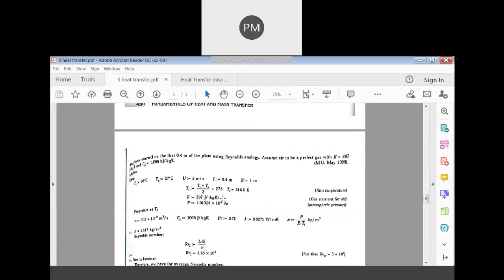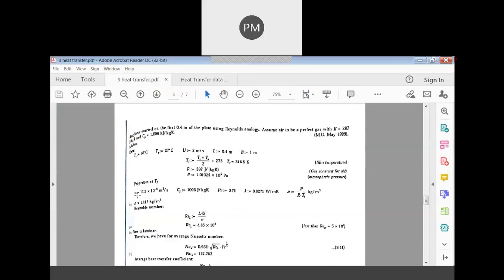See the properties they have mentioned here. Okay, the kinematic viscosity, Cp, Prandtl number, thermal conductivity as well as density. As I told you, the properties they have given here and the data handbook properties may slightly vary. You take whatever values have been given in the data handbook.